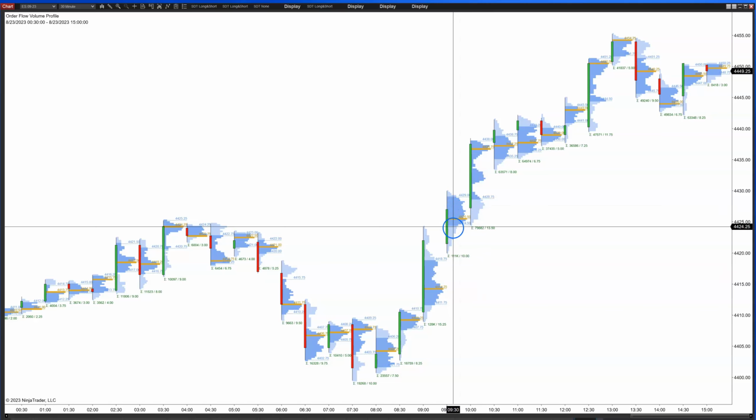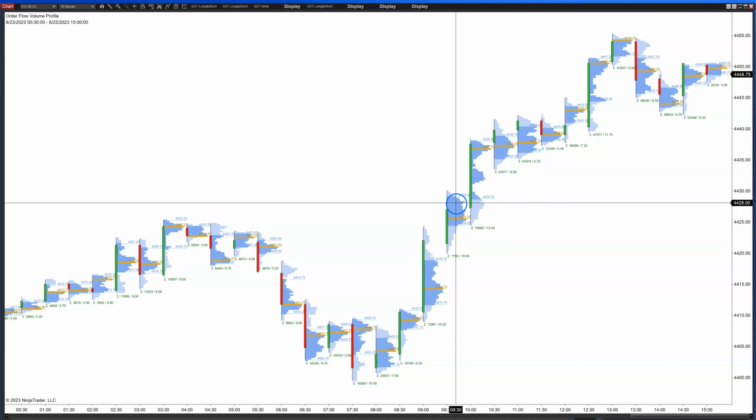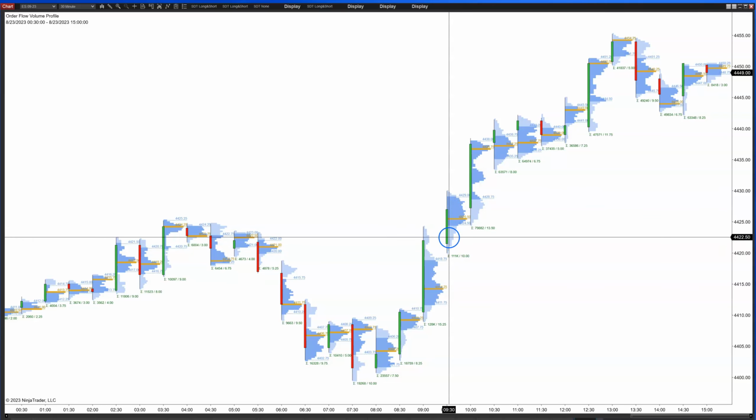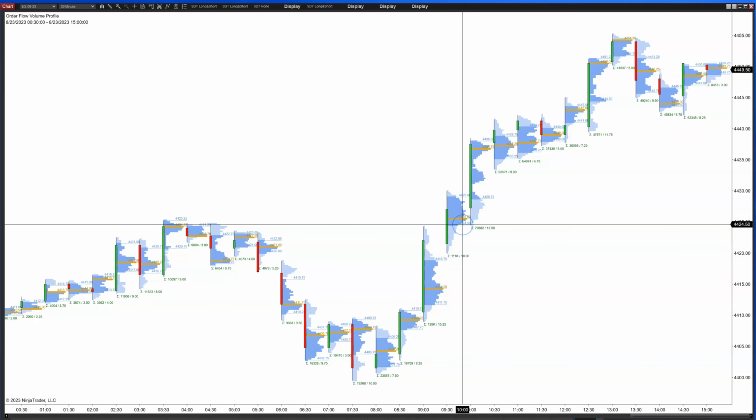You can see the value area is the darker color inside of the bar's range. The lighter color is the volume at the rest of the range. It's a nice visual to look at in the market, and there are ways to trade these individual bar volume profiles.